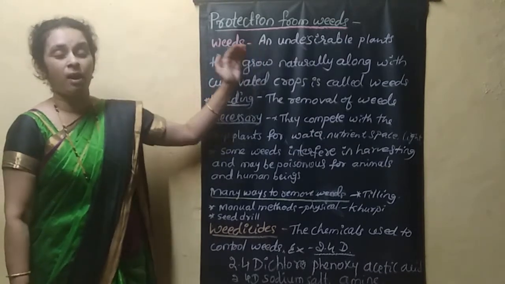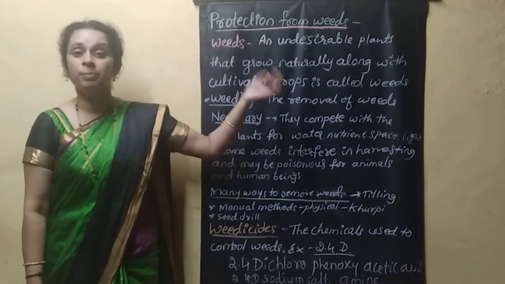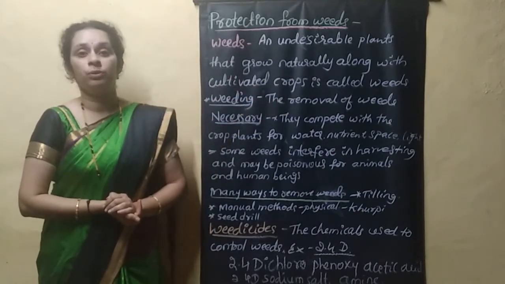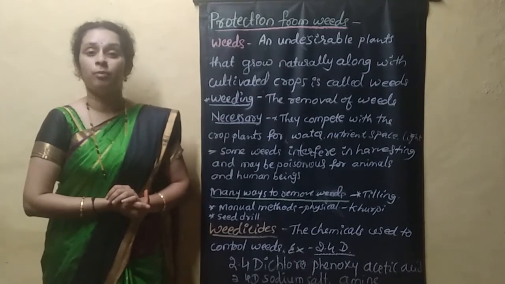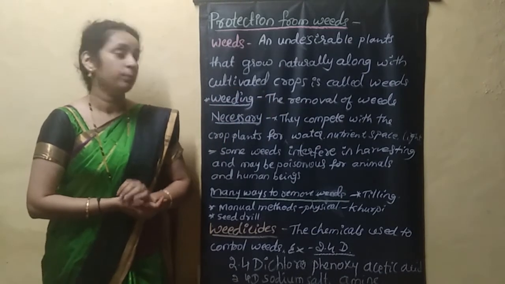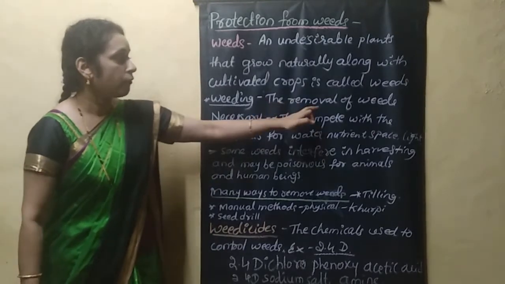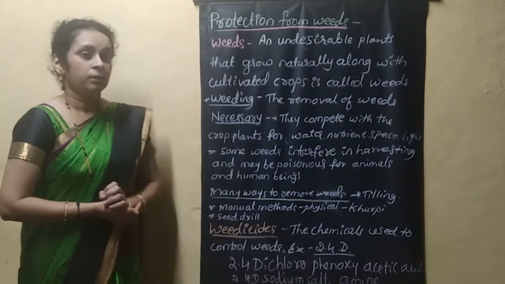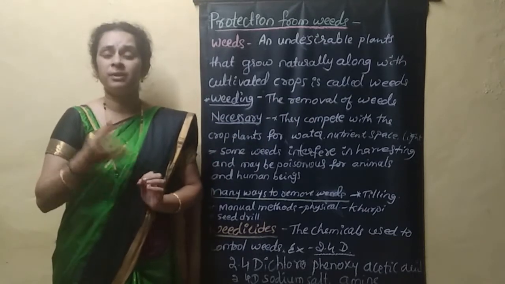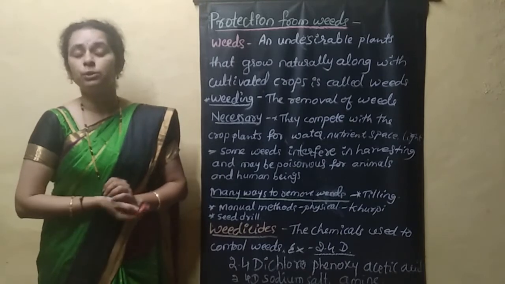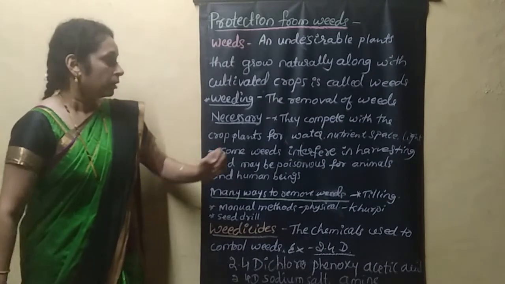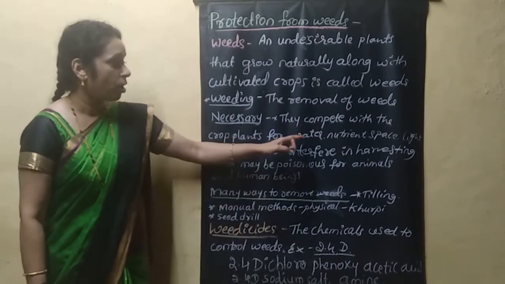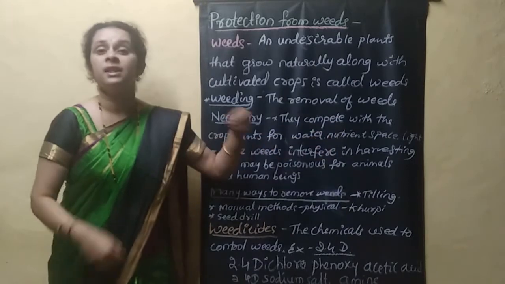These weeds are harmful. They are poisonous. They compete with crops. That's why they should be removed. The removal of weeds from the field is called weeding. We have to remove the weeds because they compete with the crop plants for water, nutrients, space, light, etc.